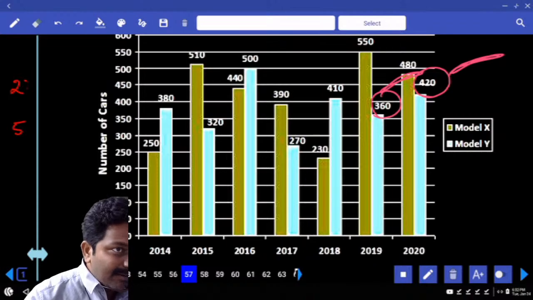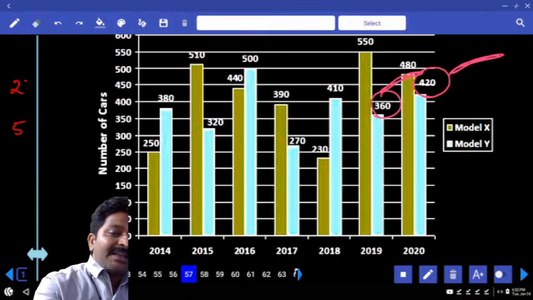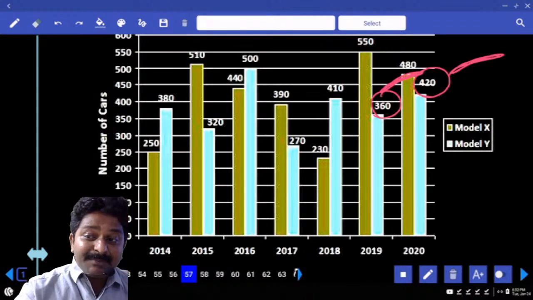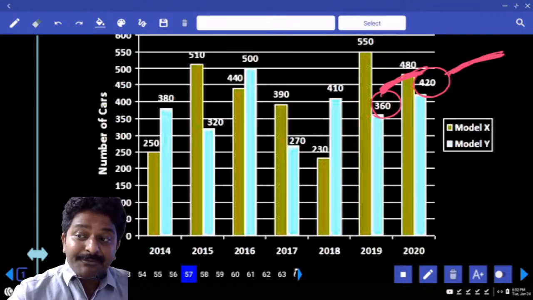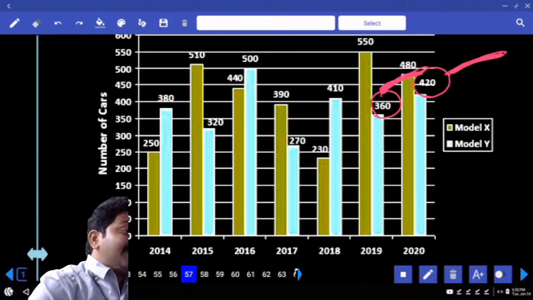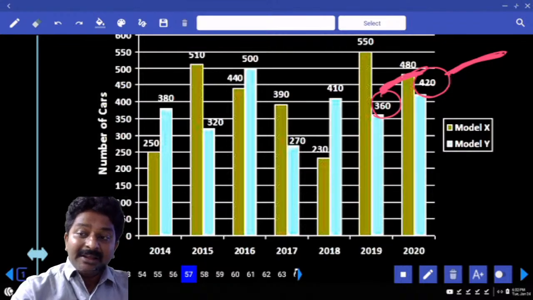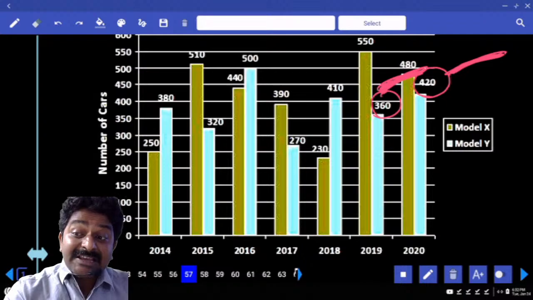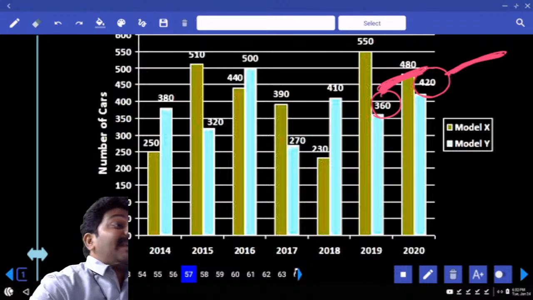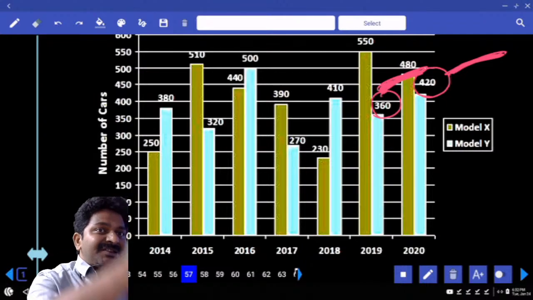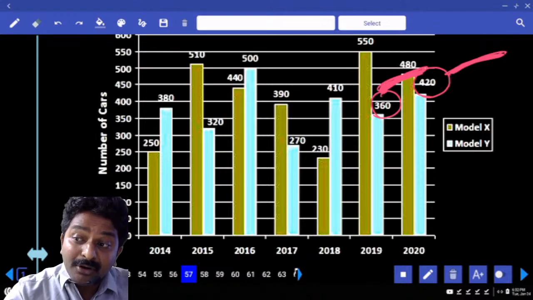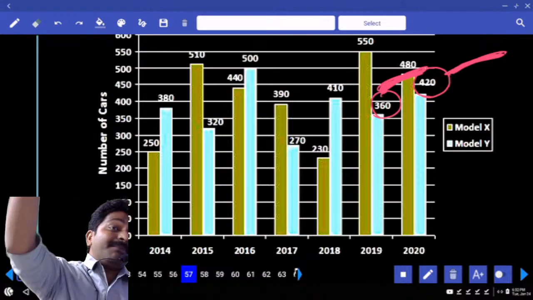Is it clear? Yes? So can I say, if it increases by X percentage, from 420 also we should increase by X percent? Yes? I am changing my statement. If the increase is 1x from 360 to 420, from 420 also we need to increase it by 1x.